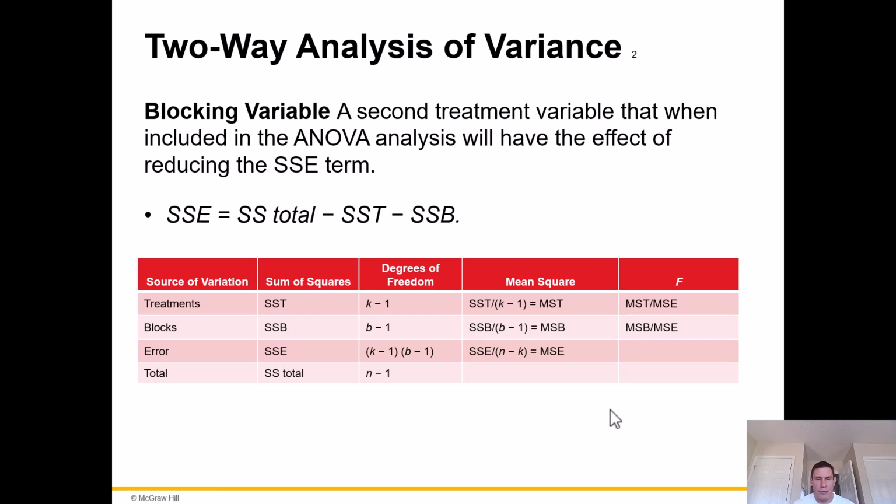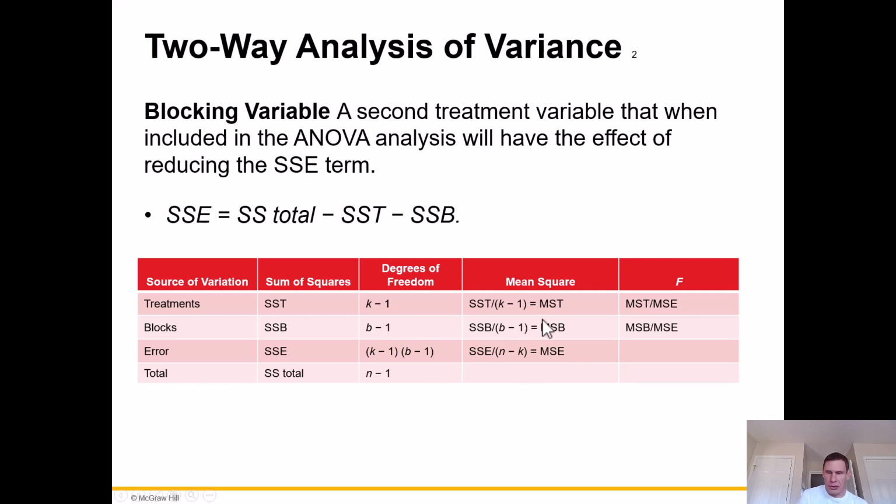So, blocking variable. A second treatment variable that when included in the ANOVA analysis will have the effect of reducing the SSE term. And you can see down here, I've got the source of variation: treatment, blocks, error, and total. I've got my sum of squares. And now the only difference here is I've added in the blocks. So I've just labeled that SSB, sum of the squared blocks. And then I'm going to say blocks at B minus 1 for degrees of freedom.